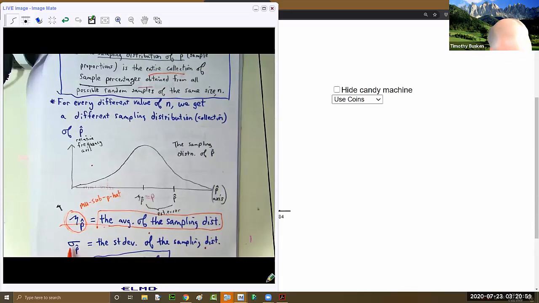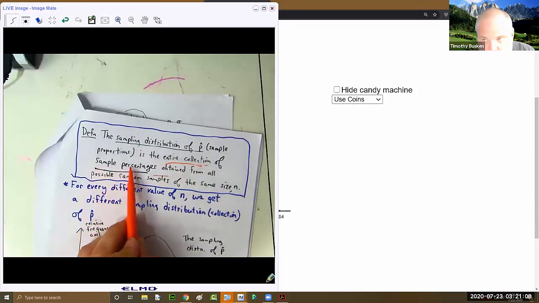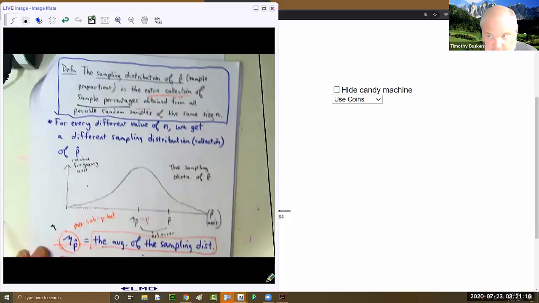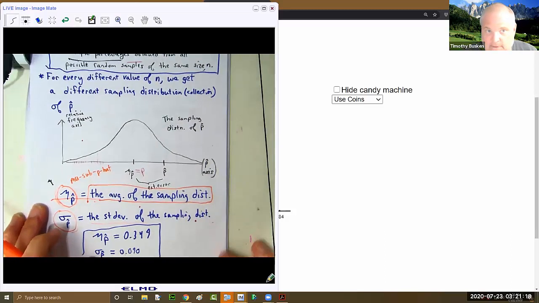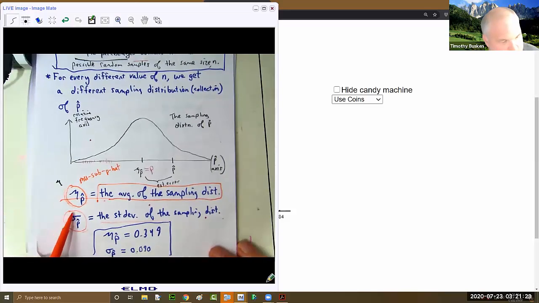Furthermore, the standard deviation is pronounced sigma sub p hat. This is the symbol we're using for the standard deviation of the sampling distribution. So once again, if you have this entire list of possible sample percentages from all the possible random samples of the same size, and you take the standard deviation of that list using the regular old standard deviation formula introduced in Chapter 3, you're going to get some number that we refer to as sigma sub p hat.